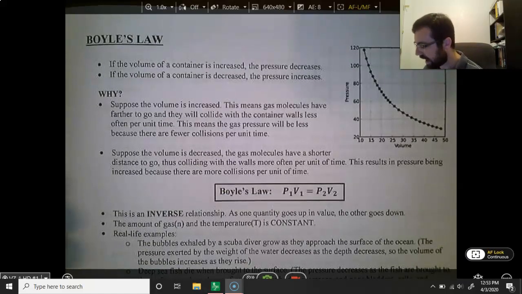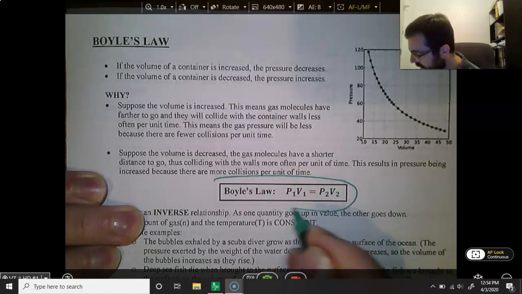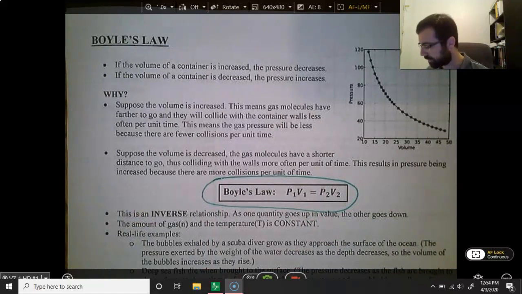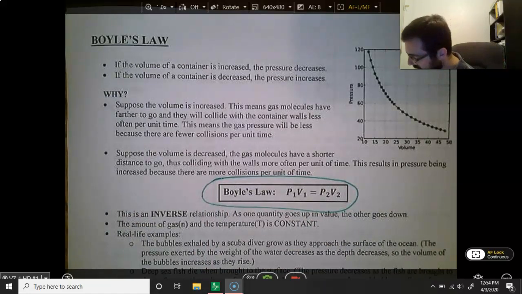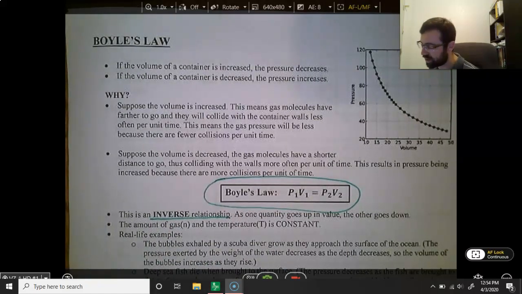Okay, we've got our equation right here. We're going to be using this equation quite a bit. P1 times V1 equals P2 times V2. You want to be familiar with it. Again, we said it's an inverse relationship. That's an important thing to know. As one quantity goes up, the other one goes down.